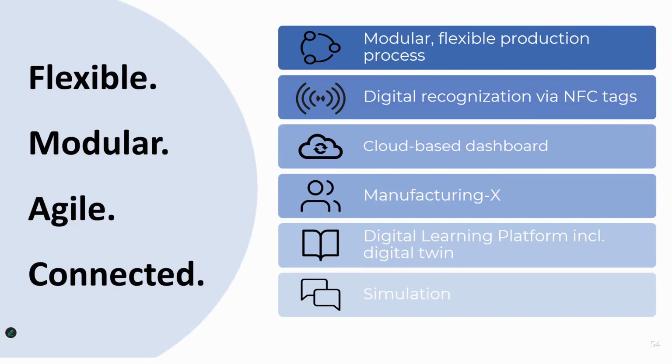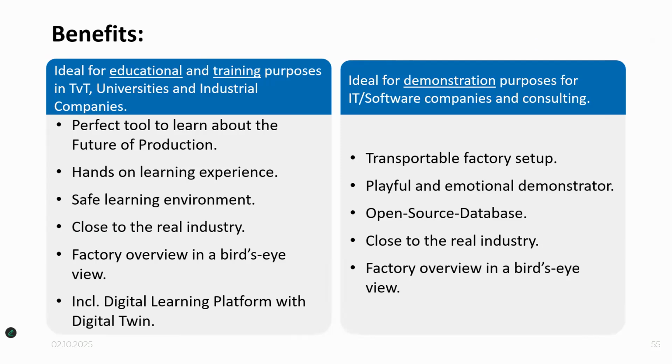So flexible, modular, agile, and connected. This is the Fischertechnik Agile Production Simulation model. The APS model is the perfect tool to use in higher education, for advanced CTE training, university labs, and of course for industrial training. It's an ideal tool for teaching about the future of production, and it offers a hands-on learning experience. It provides a safe method for teaching these skills while also offering a tool that replicates, again, both in appearance and function, those that would be used in industry.